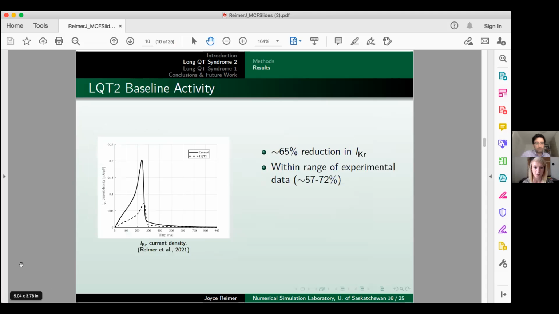So these are our simulations. First, we needed to make sure we had an accurate LQT2 phenotype. To do that, we adjusted the conductance parameters of IKr until we had a current density that matched that of experimental data from Itzhaki et al., which was between 57 and 72% reduction. So we got it to about 65%, and you see the current density plot right there.